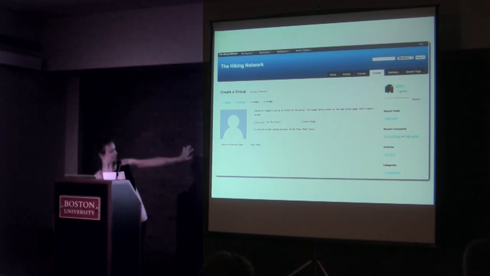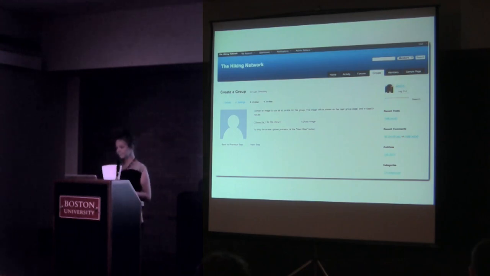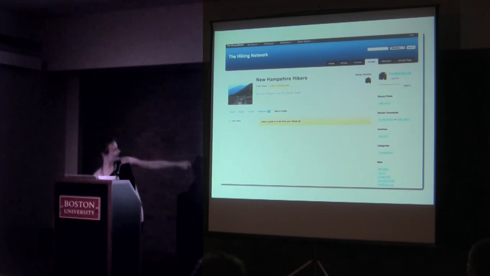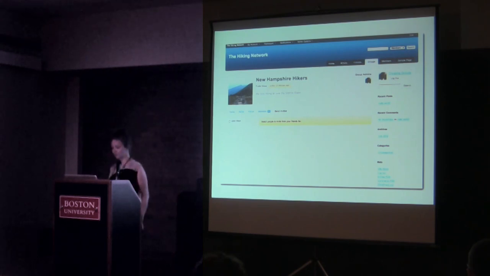You can just browse the computer, find your appropriate image, upload it, and then resize it accordingly. And once my group is created, it asks me if I want to invite any friends to join my group. I have one friend on this site named John Hiker, so I could invite him to join my special New Hampshire hiking group if I wanted to.